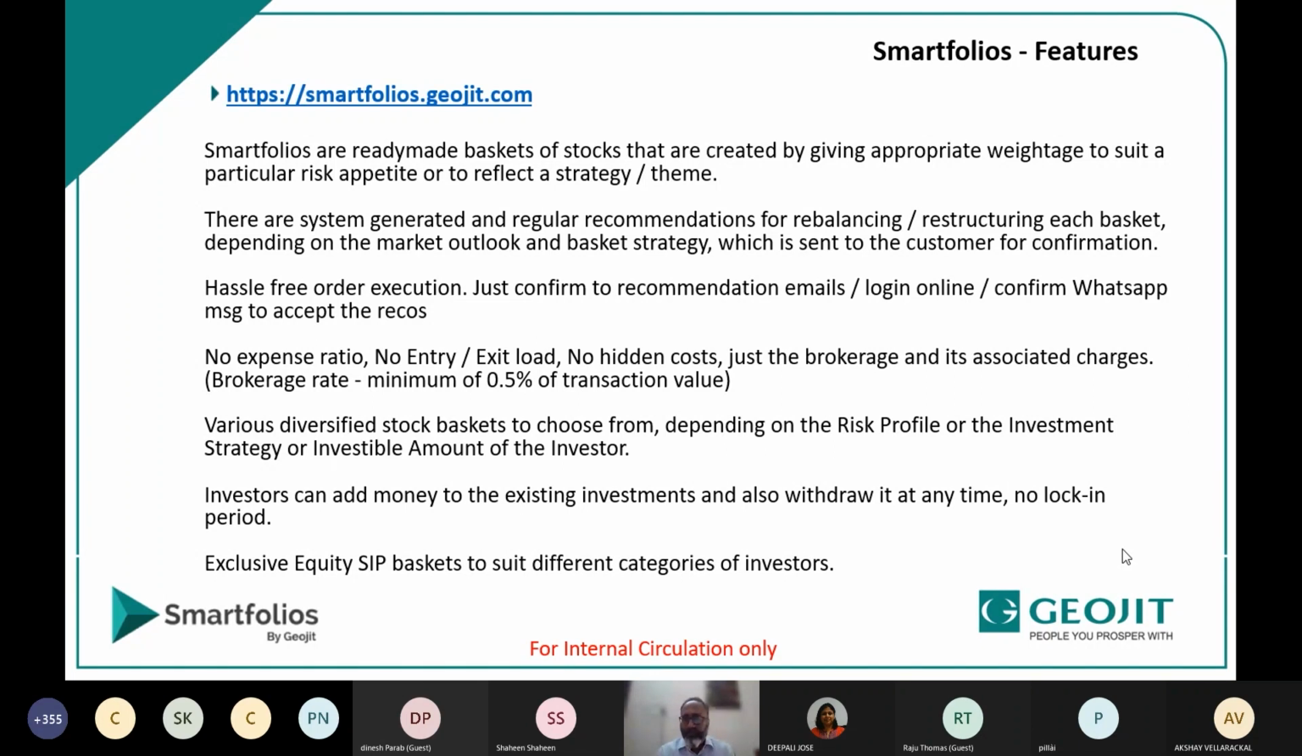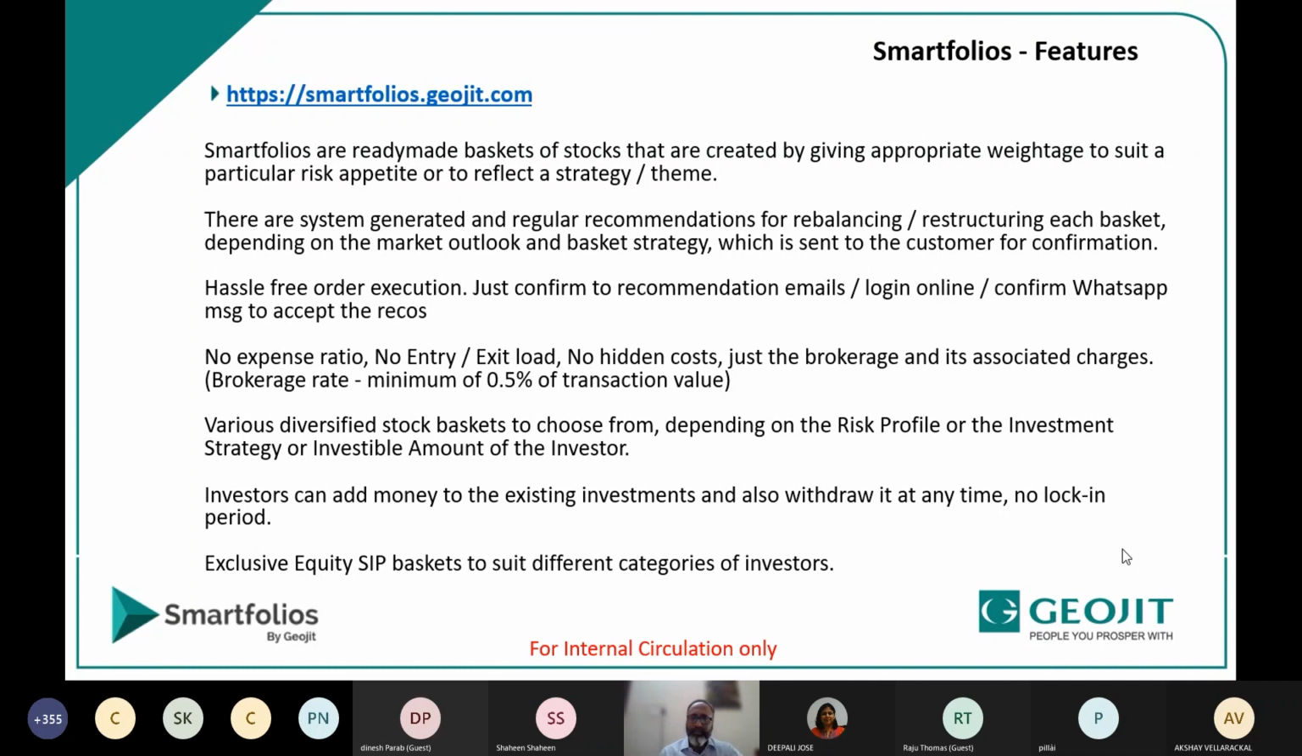The execution happens without any hassles. You just need to confirm the recommendation mails or the recommendations that come to you via multiple avenues. We charge a brokerage rate that is a minimum of 0.5%. There are various baskets to choose from, depending on your preference, but each basket will be different from the other in some way or the other. Investors can top up their investments at any point of time. They can withdraw also at any point of time. There is no obligation when it comes to Smartfolios. There are no exit charges also when it comes to investment in Smartfolios.